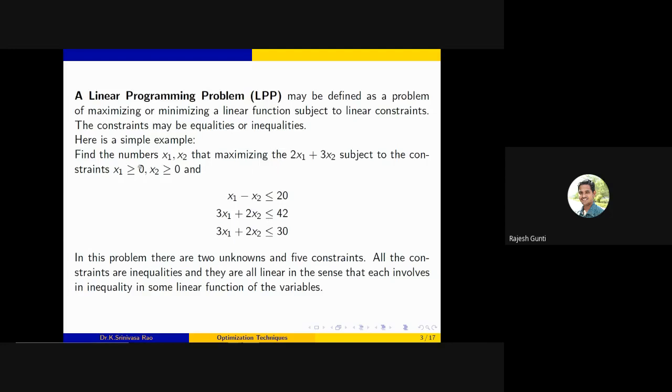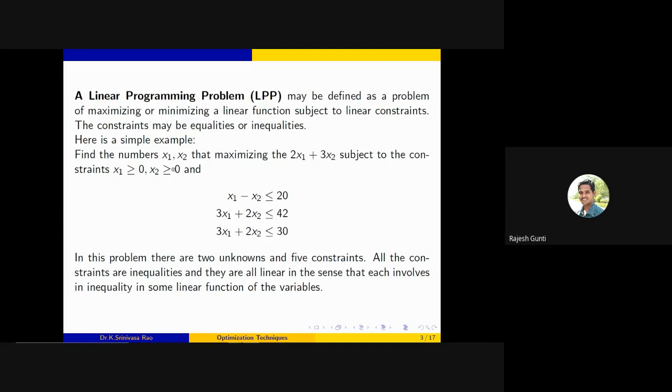Here we have to find x1, x2 that maximize 2x1 plus 3x2. 2x1 plus 3x2 is called the objective function. These are unknown values x1, x2 that we have to determine. The objective function is linear. Constraints are also linear. That's why it is called a linear programming problem.